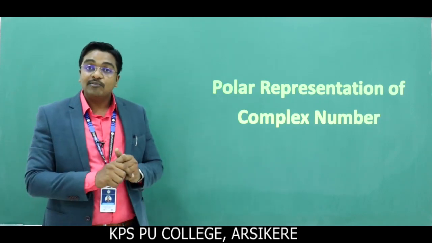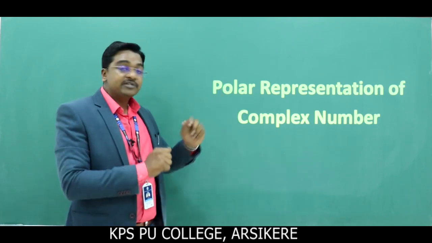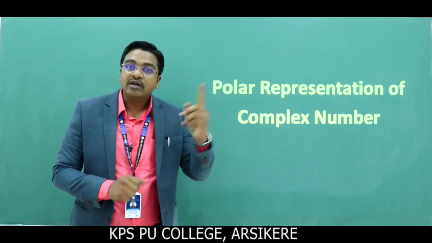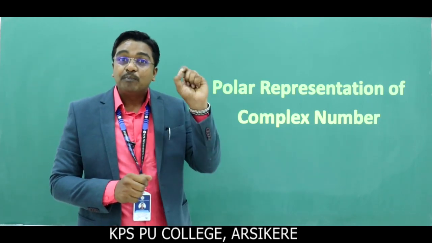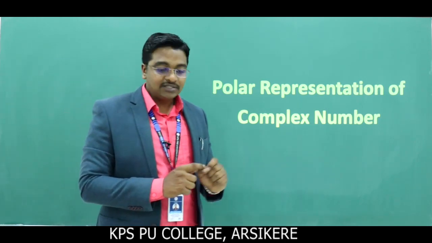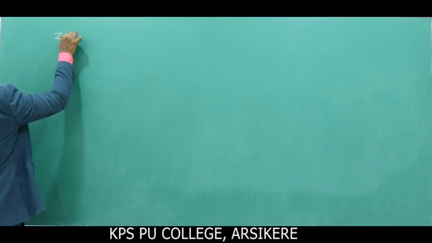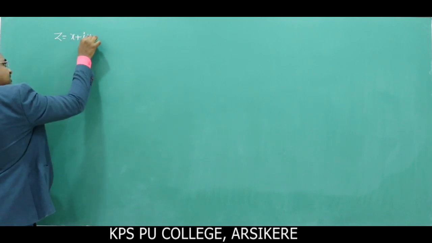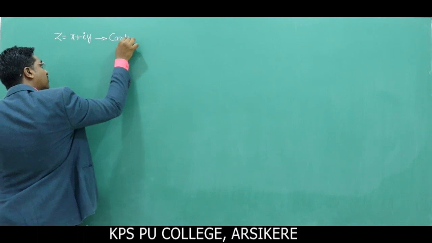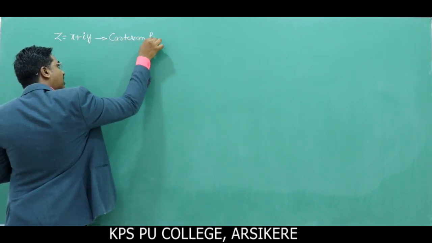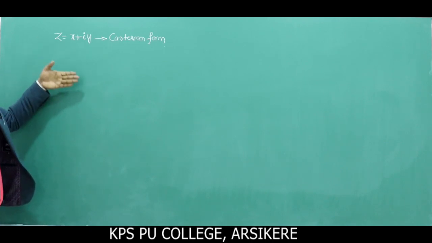So in this class I am going to discuss some important problems on representation of the complex number in polar form. Before going to the problems, let's have a brief discussion on polar representation of the complex number. Just observe here. We have z is equal to x plus iy as the given complex number. This is in Cartesian form. Then how to represent this number in polar form?